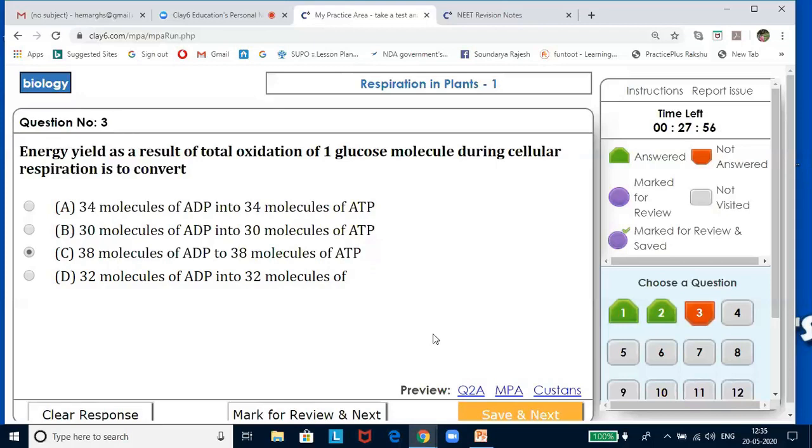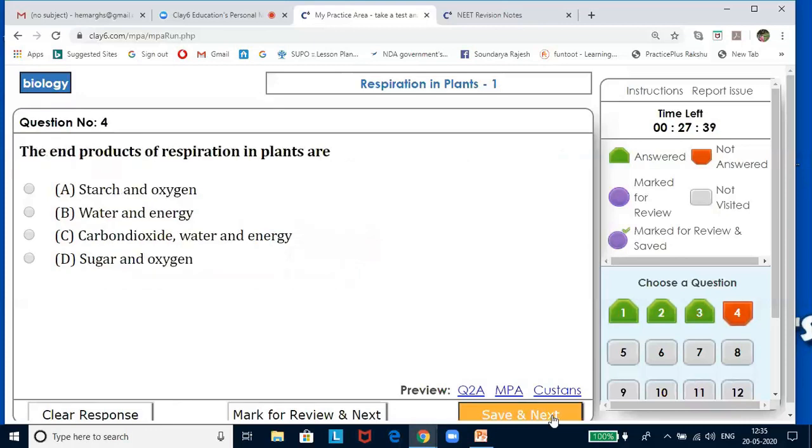But your textbook has given 38 molecules of ATP as a general thing. If they give both 38 molecules of ATP and 36, you better select 38, because if you go by your textbook, it is 38 molecules of ATP. The end products of respiration in plants are carbon dioxide, water, and energy.